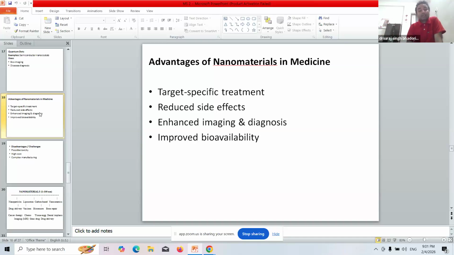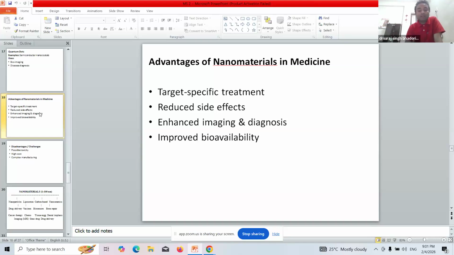The next one is improved bioavailability. Improved bioavailability means to enhance their bioavailability, to enhance their biotransformation. So what is bioavailability? The concentration of drug substance which is present in the bloodstream. This is bioavailability. So again, it is a question mark in our homeopathy.